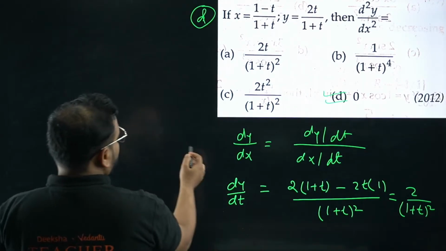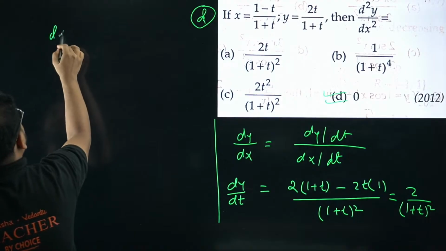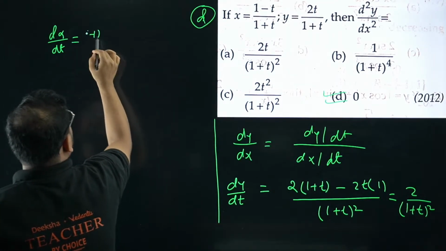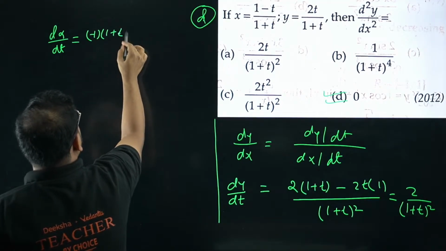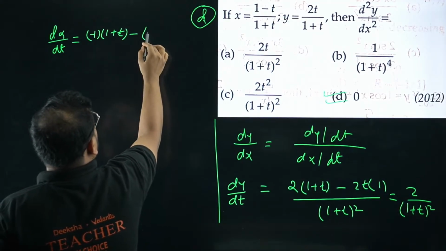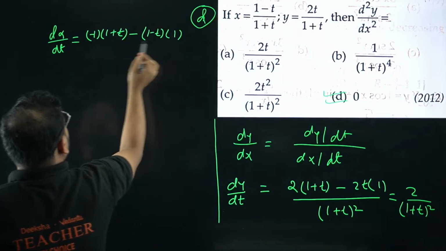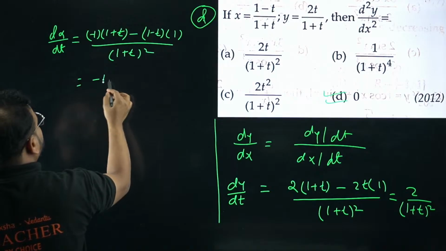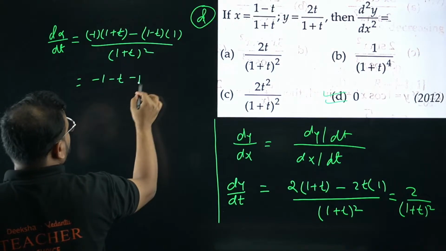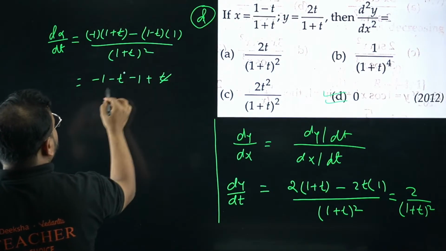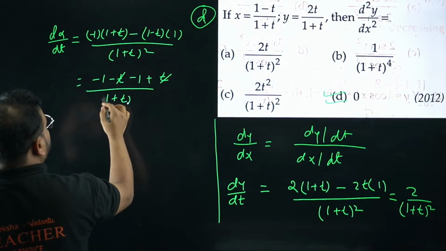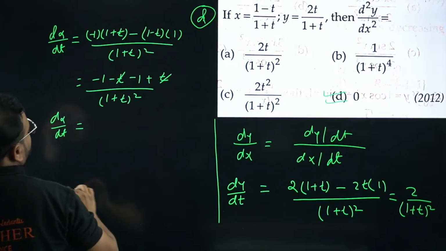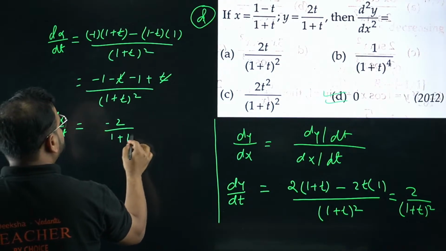For dx by dt, everyone has given me the right answer. Let's just check dx by dt. For this part, I'm going to have minus 1 over here, keeping 1 plus t as it is. Quotient rule I'm using, minus sign will come again. Keeping 1 minus t as it is, differentiate 1 plus t, I'm getting 1, over 1 plus t the whole square. Simplify, I'll have minus 1 minus t, then minus 1 plus t, right? t and t cancel. So I get 1 plus t the whole square over here. Basically, this will convert into minus 2 upon 1 plus t the whole square.